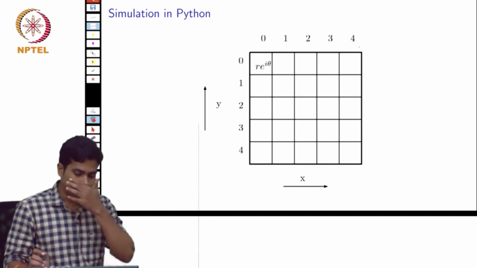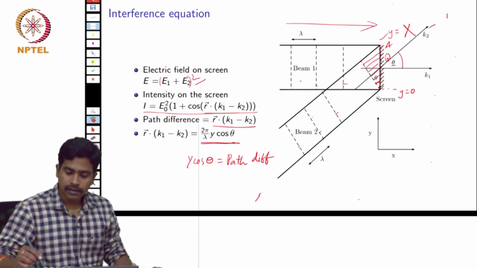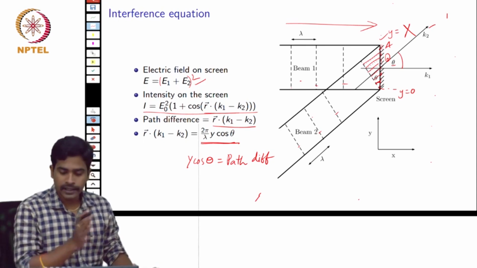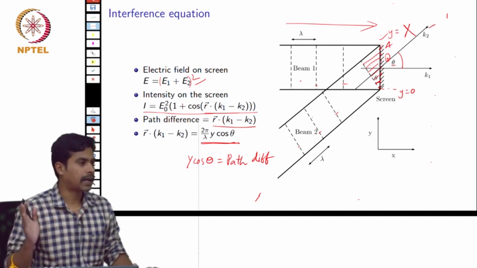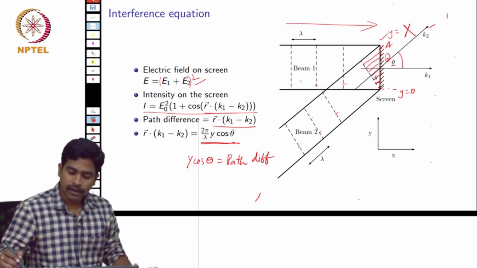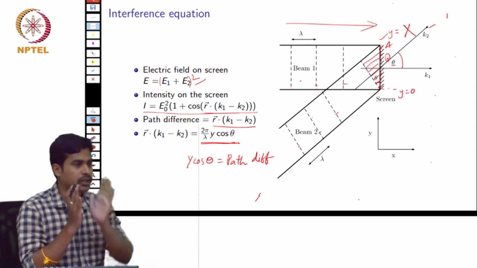If you look at this picture, for the first plane wave, the phase along this screen is constant, because it is going parallel to the screen. So, there is no phase variation for plane wave 1 on the screen. There is a phase variation only for the second plane wave, if you look at the projection on the screen.